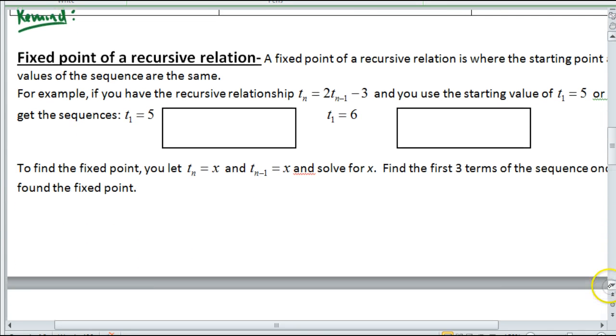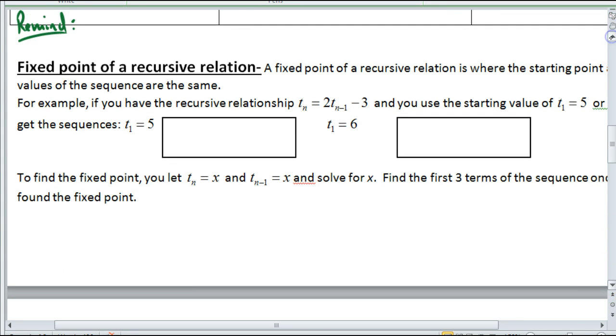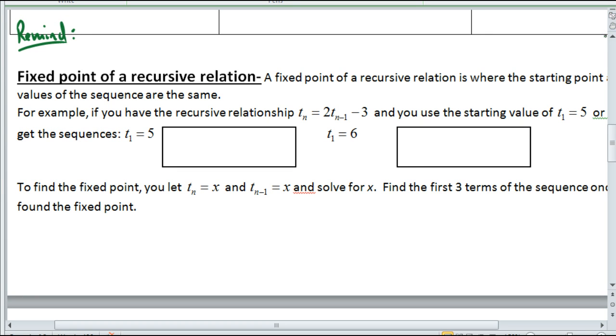Okay, now we have these different sequences, and what we want to be able to do is find something called a fixed point of a recursive relationship. The fixed point does have some meaning in what we use it for as far as a credit card example, and I'll show you that in a little bit.